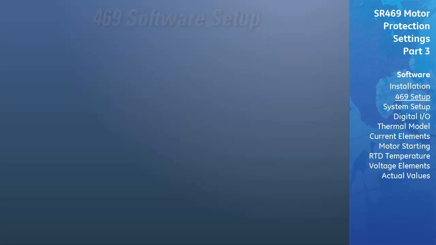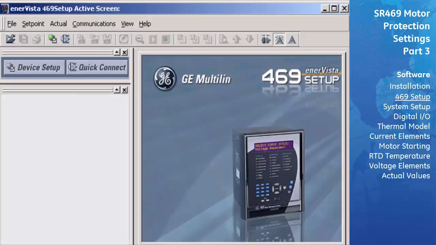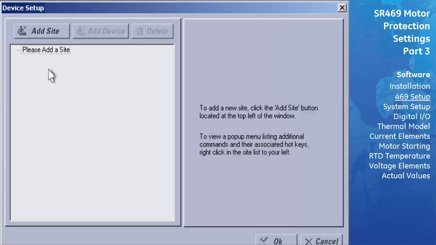This section will provide an example of programming a relay using the InterVista 469 setup program. The first step in using the setup program is to configure the communications to allow us to talk to the relay. We will do this by selecting the Device Setup button located above the online window on the left side of the screen. In the window that appears, you will see the panel on the left-hand side showing the text, "Please add a site." This indicates that no sites or devices have been set up for communications.